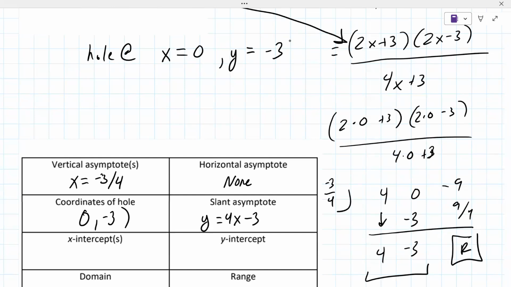X-intercepts: you're going to set the numerator equal to 0. So there's two x-intercepts this time. There could be two, there could be one, there could be none, there could be three. 4x cubed minus x equals 0. Take out the x, straight to x... minus 9.